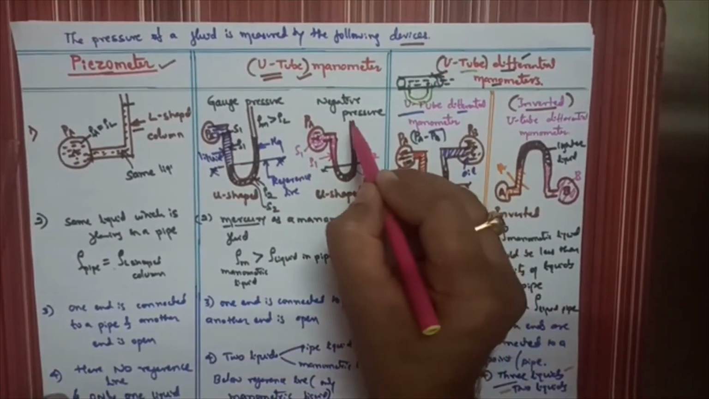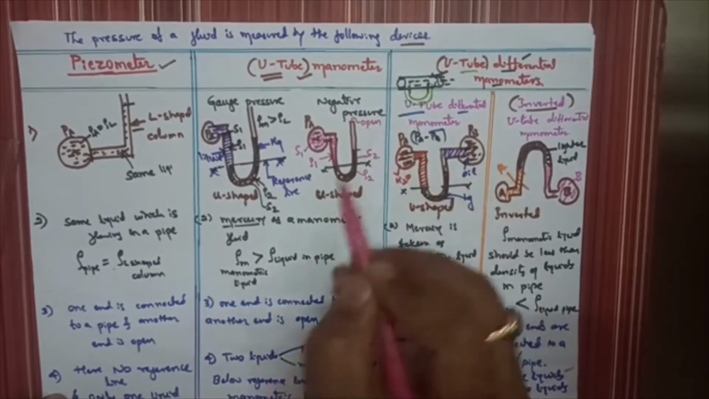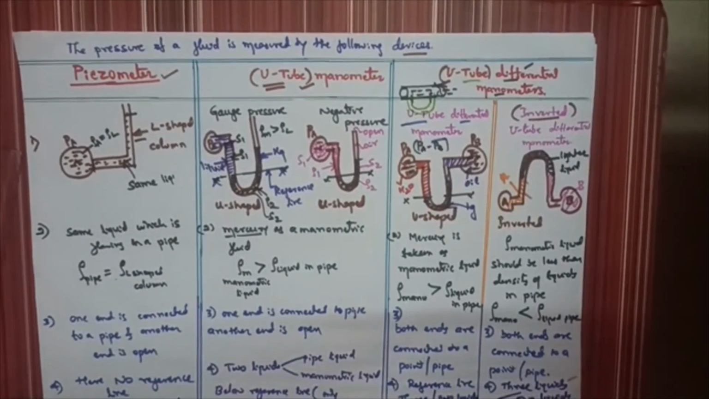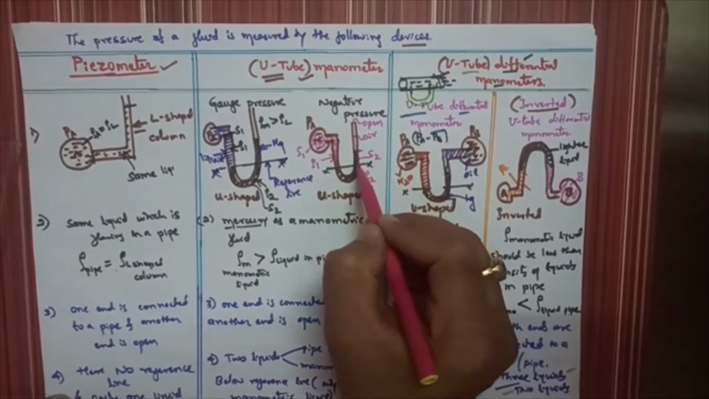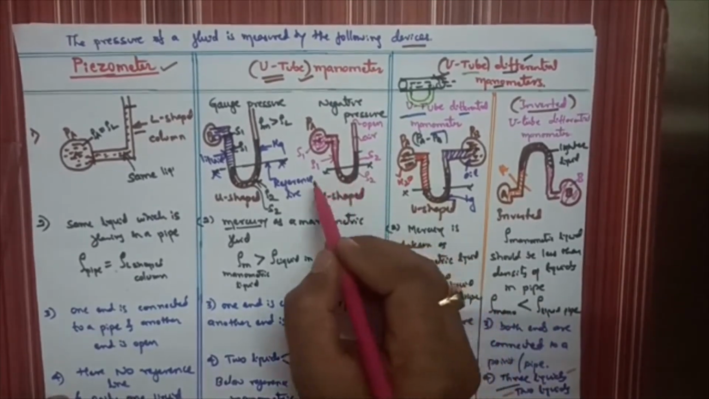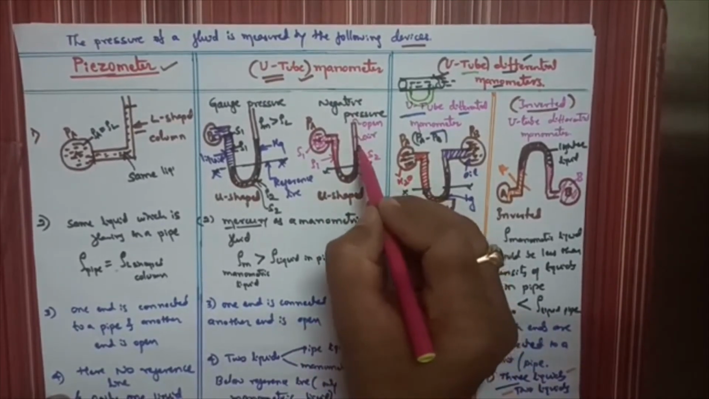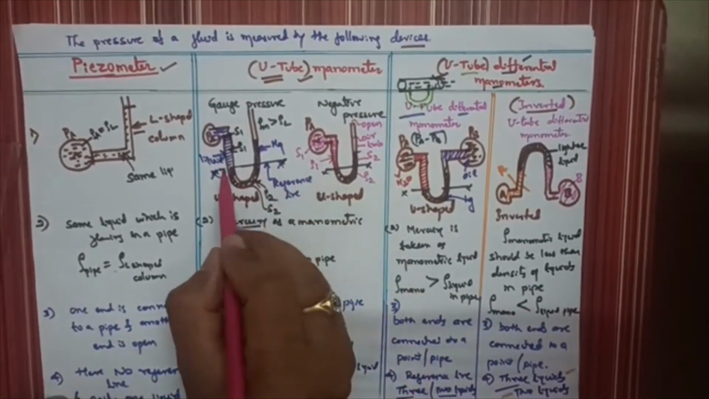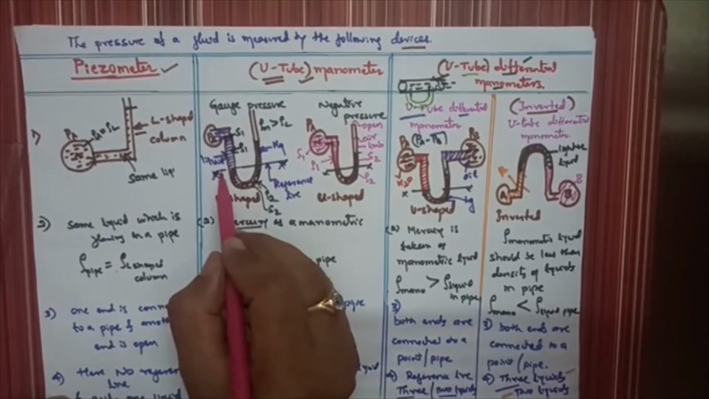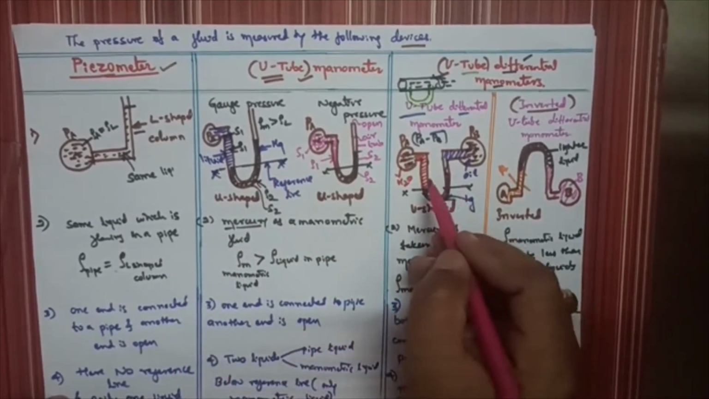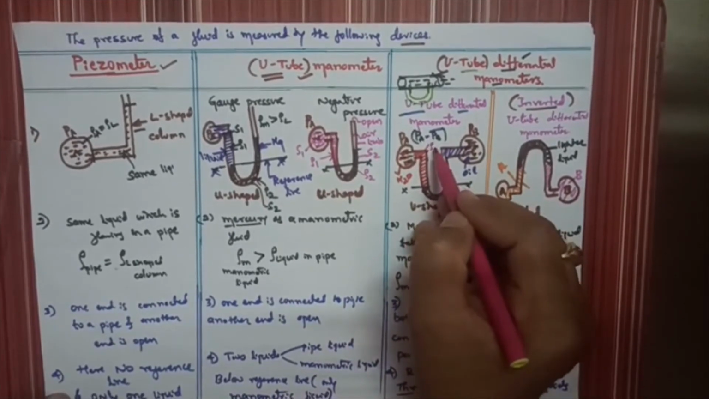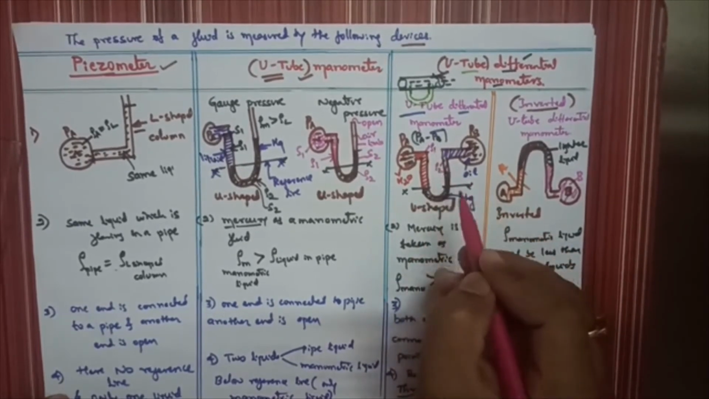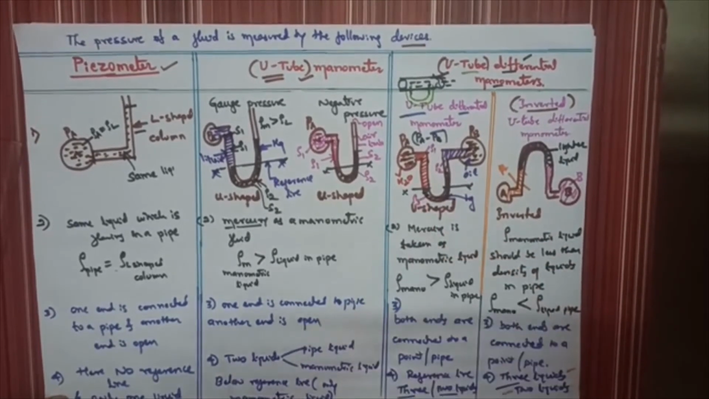And here it is open to atmosphere, my dear students. It is open to atmosphere, so some amount of air will be there inside the column. This right side limb, we will call it the right limb or right column. The left side we will call the left limb or left column. And similarly, the density of liquid A in pipe A is rho 1, the density of liquid B in pipe B is rho 2, and the manometric fluid is rho 3.